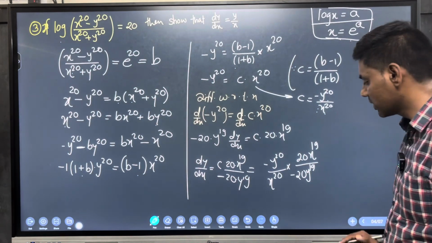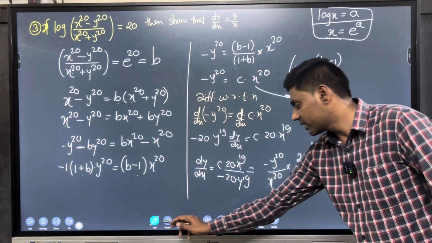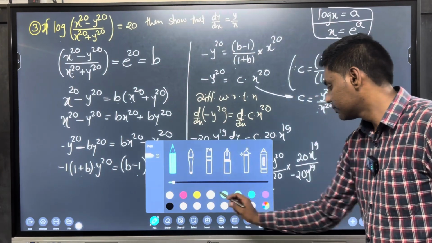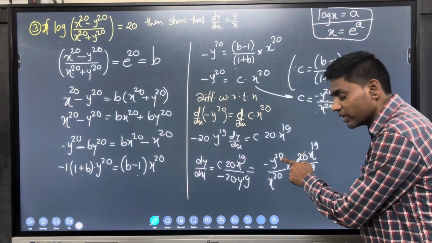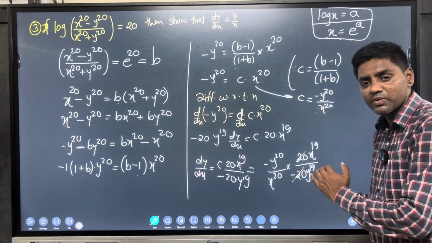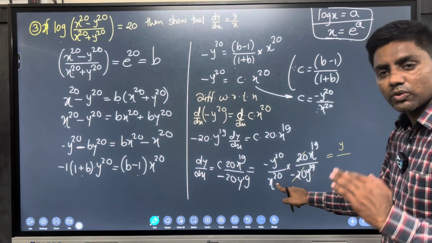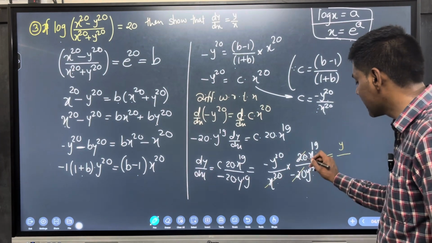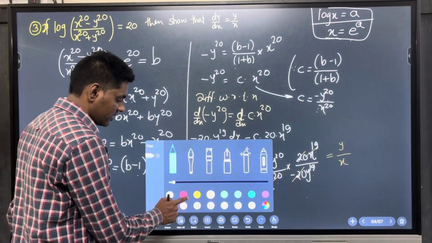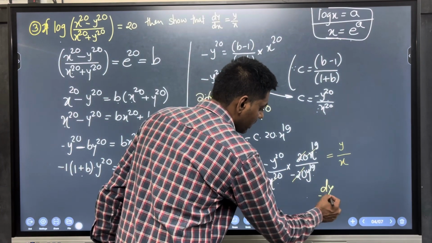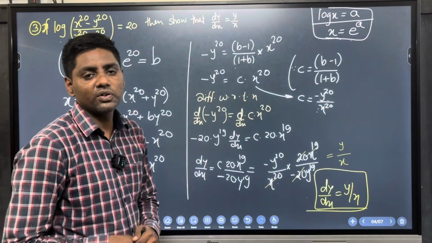And observe clearly. The 20 gets cancelled, both 20s get cancelled. The minus sign also gets cancelled. In the numerator y is multiplied 20 times, in the denominator 19 times, so a single y remains. And in the denominator x 20 times, in the numerator x 19 times, so they cancel. The answer is only a single x in the denominator and y in the numerator. So this is our final answer of this question. We get the final answer dy by dx equal to y divided by x. In a similar way we solved three questions.